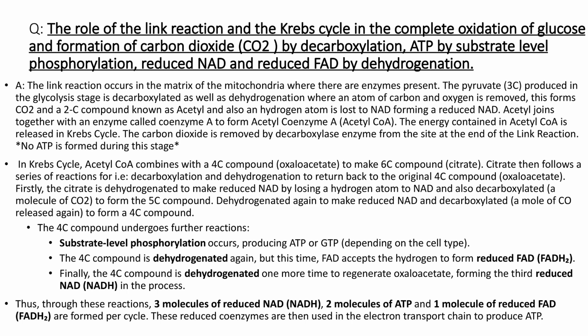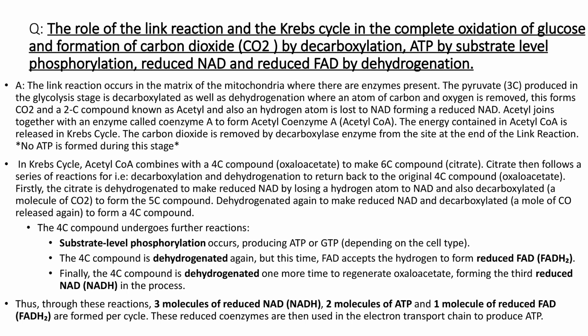Now acetyl joins together with an enzyme that is called coenzyme A to form acetyl coenzyme A. The energy contained in acetyl coenzyme A is released in the Krebs cycle, and the carbon dioxide is removed by the decarboxylase enzyme from the side at the end of the link reaction. Also notice that during this stage, the link reaction, no ATP is formed.